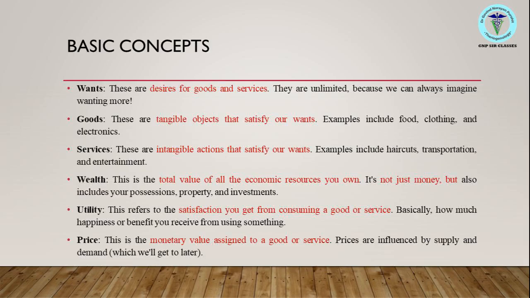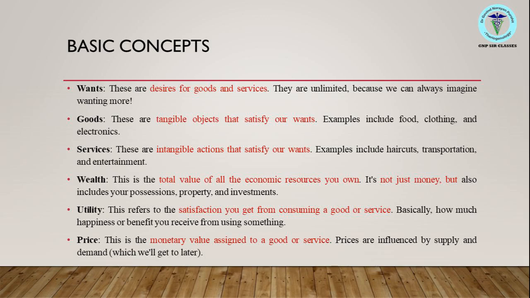Basic concepts. Wants. These are desires for goods and services. They are unlimited, because we can always imagine wanting more. Goods. These are tangible objects that satisfy our wants. Examples include food, clothing, and electronics. Services. These are intangible actions that satisfy our wants. Examples include haircuts, transportation, and entertainment.